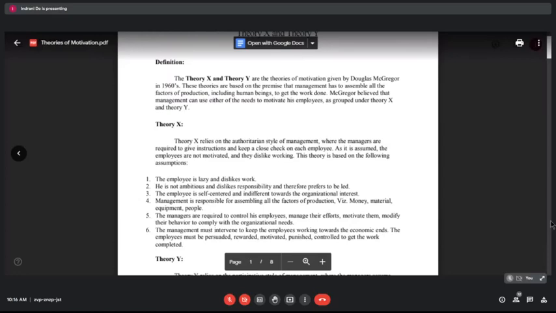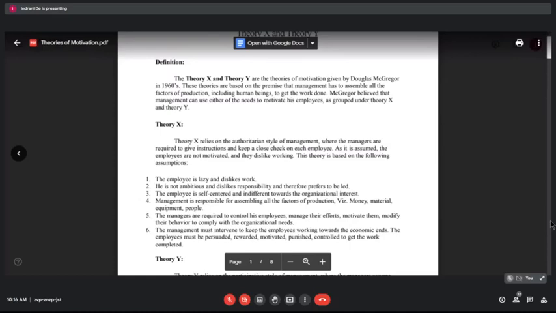So what we have to do as a manager, we will control them, we will motivate, we will punish, we will observe, we will monitor. So what kind of leadership or management style are we using? We are choosing the authoritarian style of management. All the authority is in the hands of the management, so the management is controlling the behavior of the employee.